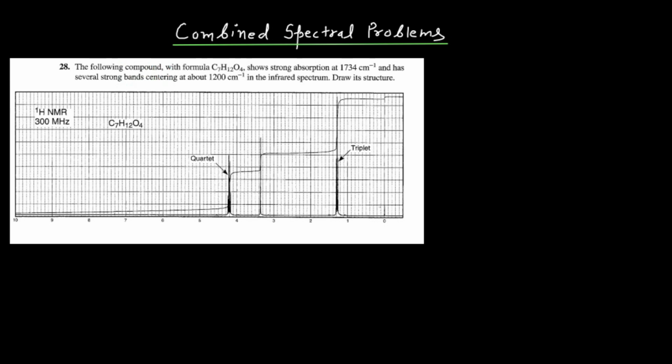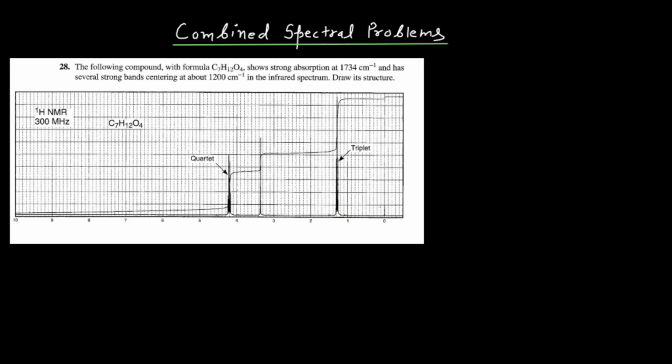The following compound with the molecular formula C7H12O4 shows strong absorption at 1734 centimeter inverse and has several strong bands centering at about 1200 centimeter inverse in the IR spectrum. Draw the structure. In the NMR spectrum, only 3 peaks are given here. One is the quadruplet, which is way downfield at 4.1 ppm, a singlet somewhere around 3.2 ppm, and a triplet centered at approximately 1.1 ppm.